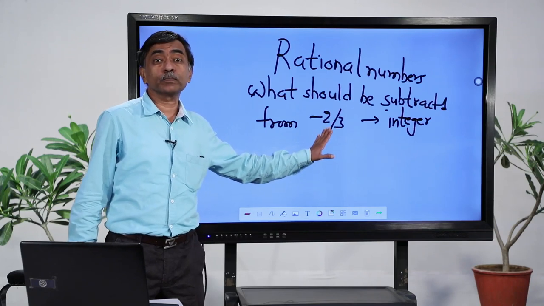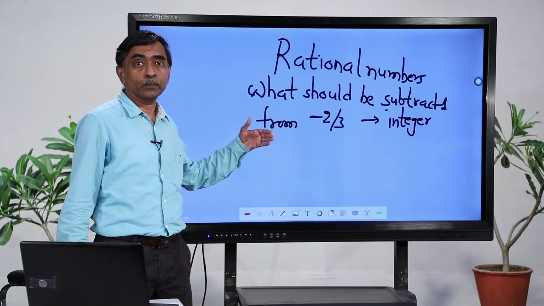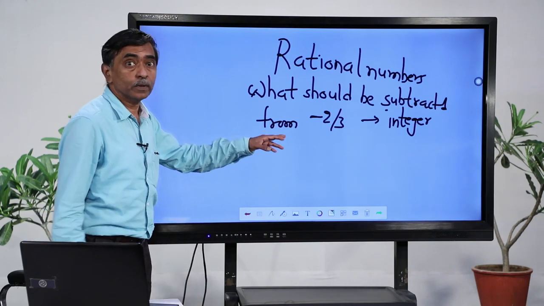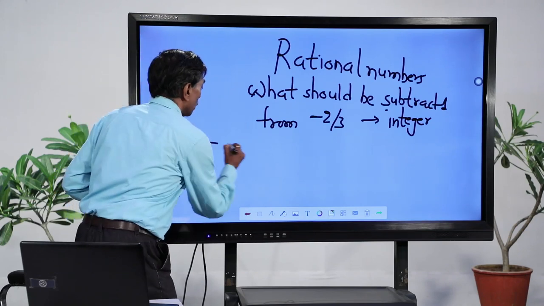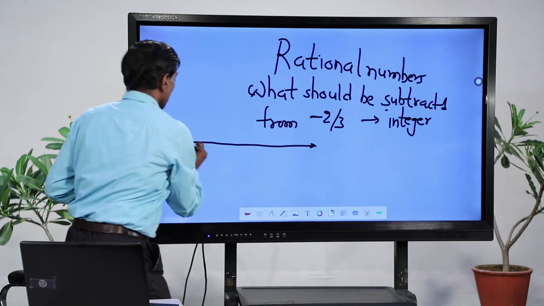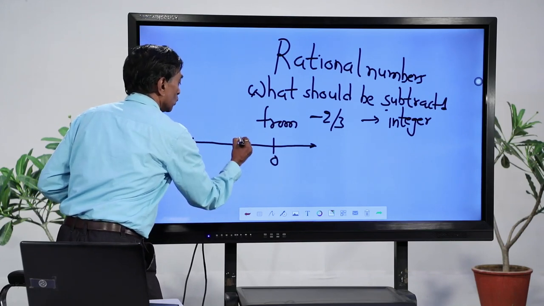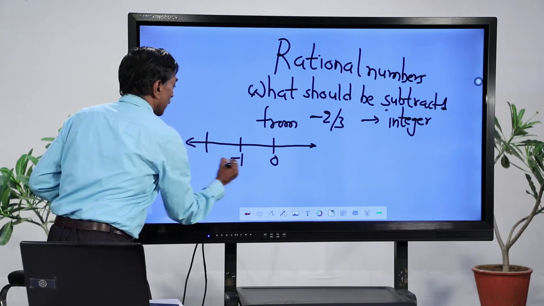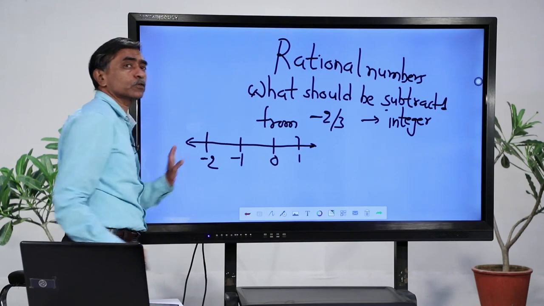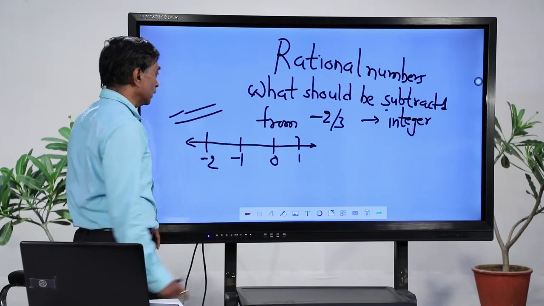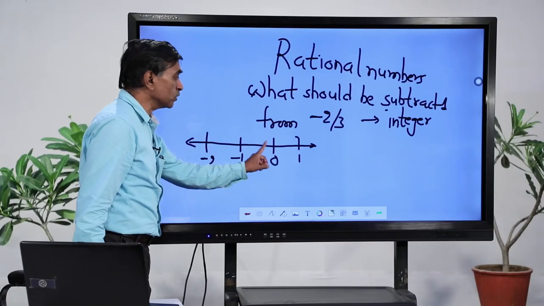Number line is the most powerful tool that helps us to simplify the problems, the thinking process. It is a visual thing that I am able to see here. So, let us draw a number line here, and on this number line I am trying to see what is the nearest integer to minus 2 by 3. This is minus 1, this is minus 2, of course this is 1 and 2, and it proceeds on both sides infinitely.